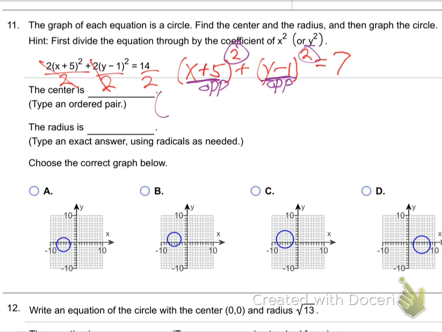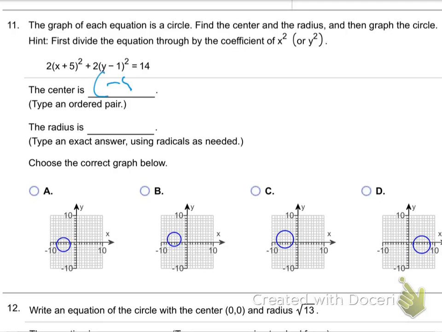So the center is going to be what? Negative 5, comma, positive 1. Okay, now what's the radius? How do we do that? The radius is the square root of the number on the right side, square root of 7. And now, which one of these is the right picture? Well, the center is back 5, up 1. Which of those looks like, oh, that one's a little more tricky, isn't it?